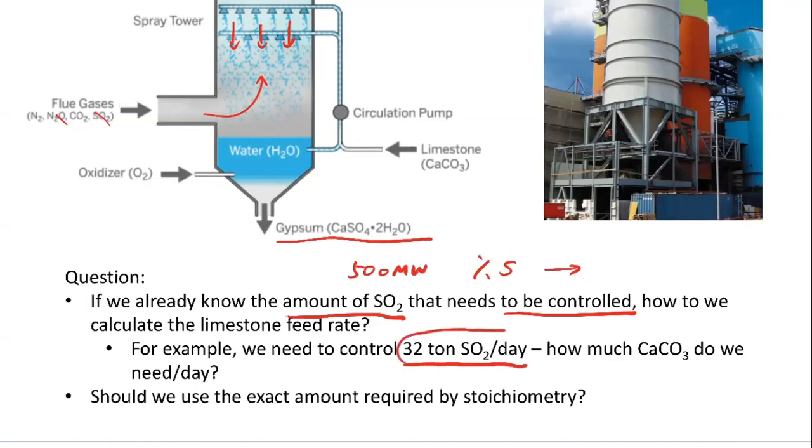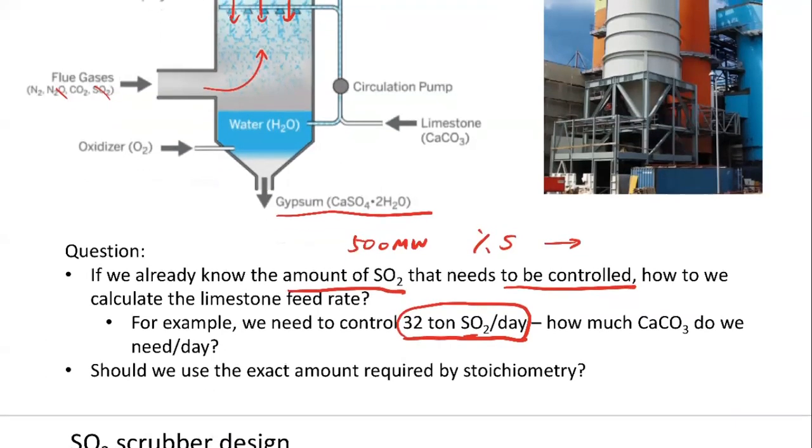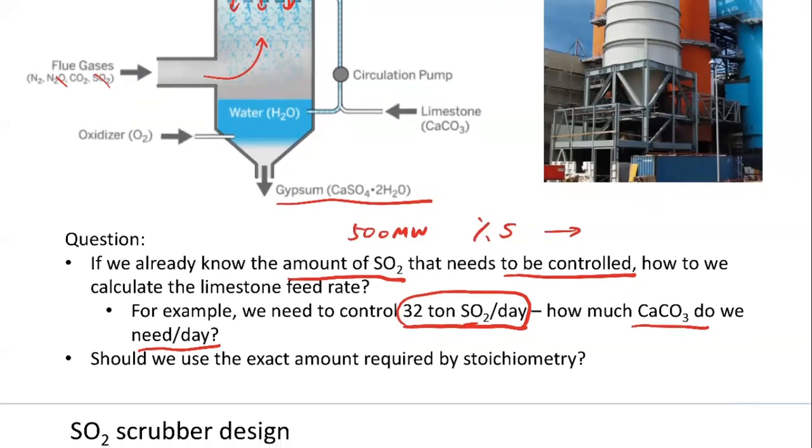So typically for a coal-fired power plant, we already know the total formed sulfur dioxide, right? And then the purpose of these scrubbers or sulfur dioxide removal devices is just to neutralize the sulfur dioxide in the flue gas, okay? So let's consider a very simple scenario. For example, our coal-fired power plant generates 32 tons of sulfur dioxide per day. How much calcium carbonate, how much limestone, do we need per day? This is just based on the stoichiometry, right?